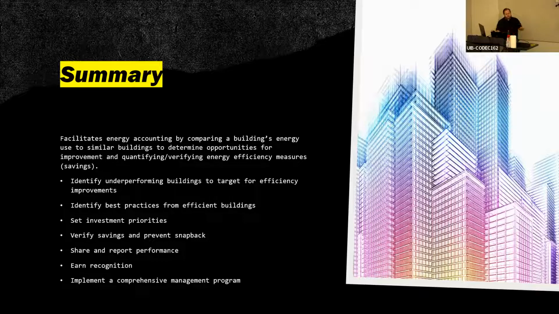Identify underperforming buildings to target efficiency improvements. Identify best practices from efficient buildings. Set investment priorities. Verify savings and prevent snapbacks. So if you can verify and prove to a client and they can see it happen, it decreases the likelihood they're going to go back to operating the building as it was. Earn recognition and implement a cohesive management program.